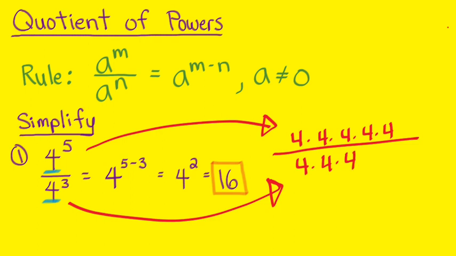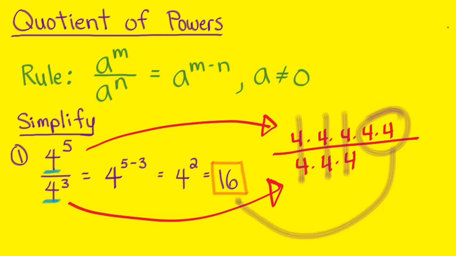Now, we know we can reduce fractions if they have the same thing. So this would reduce, and this would reduce, and this would reduce. So we know we get 4 times 4, which is 16, right? So we can see how it works.